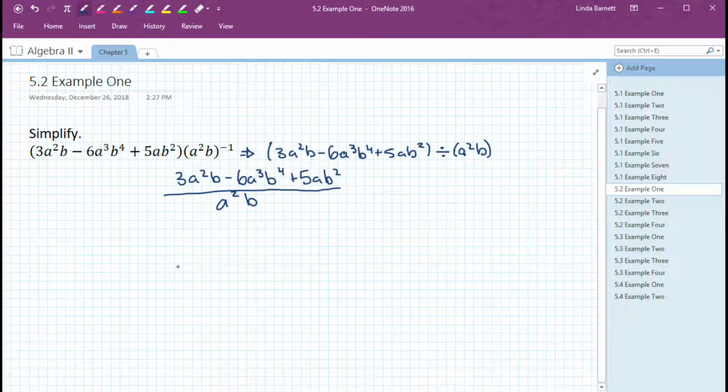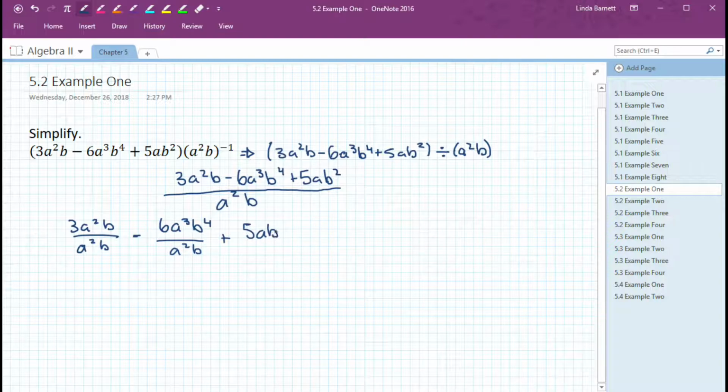We're going to create those three fractions because this is three terms on top of this fraction. We're going to have 3a squared b over a squared b. We're going to subtract the 6a cubed b to the fourth over a squared b, and we're going to add 5ab squared over a squared b. And then we just treat each of these like an individual problem, and we deal with it like it's one term. A squared divided by a squared is going to cancel out, and b divided by b is going to cancel out. So we're just left with this 3.